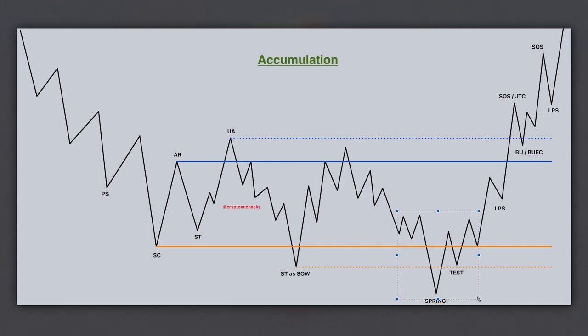False breakout, viewed through the lens of this distribution schematic or accumulation schematic, is the same as the actual lesson I've taught about any false breakout. It's simply where price moves above a high or below a low and then reverses. It's a false breakout. It's a fake out. It's a trap. It's a sweep, whatever you want to call it. This is a trap to engineer liquidity by smart money.